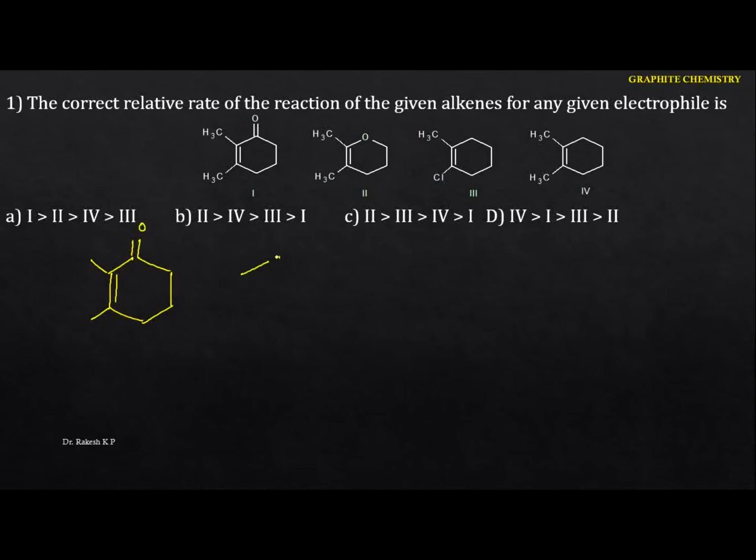And the second one is this compound. Here also we have the 2-methyl group. The next thing is the third one. Again it is an alkene. This is the Cl, and here it is the CH3. And the next one again is an alkene, so it is the CH3. Now just identify this one here.